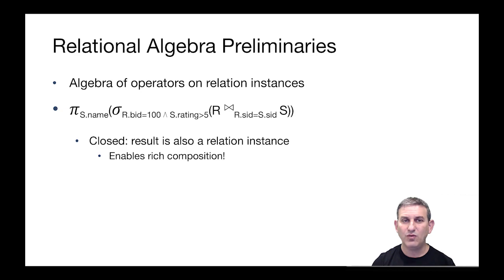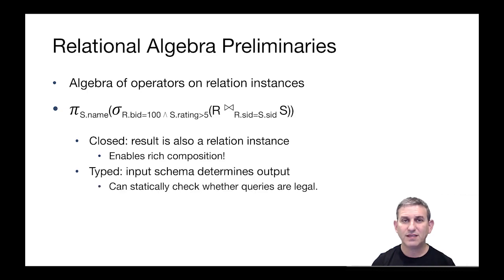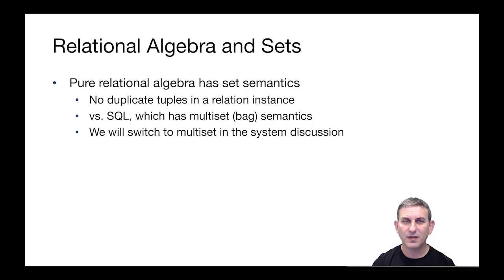This means we can compose together long strings of relational algebra operators and keep adding to them as we go, because everything is mapping from relations to relations. Another thing to note is that everything is typed in this language. Obviously, the relation instances have schemas with column types, and the operators have definitions for the schemas of the output based on the schemas of the inputs. And as a result, you can statically check whether queries are legal or not. And so this is all a neatly typed system.